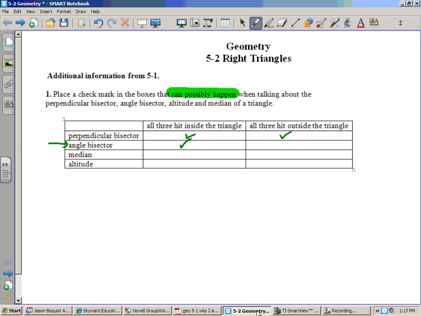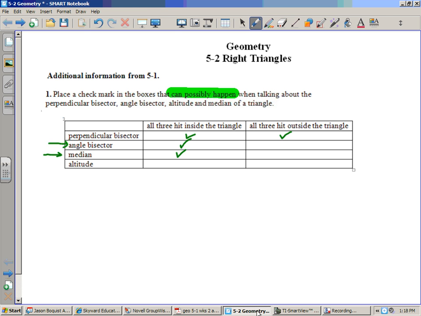No. How about median? Did all three of them hit inside? Was that possible? Yep. How about outside? No. What's the name for that point again? Oh, I told you, the centroid. Well, what does the centroid do? It's a center of mass. Are you going to balance something outside the triangle? That doesn't make any sense at all. So no for the outside.